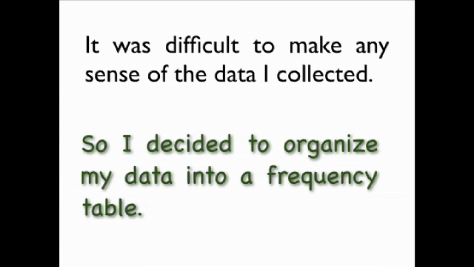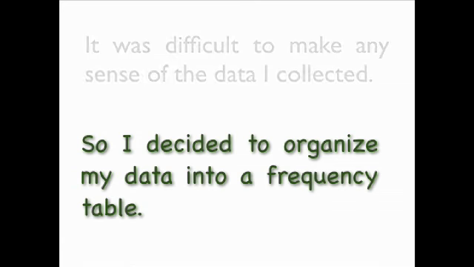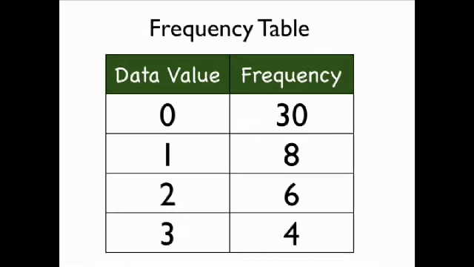It was difficult to make any sense of this sort of data, so I decided to organize my data into a frequency table. How frequent did each data value show up? The data value 0 represents no children, in which 30 students answered no children. The data value 1 represents the number of people that had one. 8 students had one child. The data value 2 represents 2 children, so 6 students had 2 children. The data value 3 represents 3 children, so 4 students answered that they had 3 children.